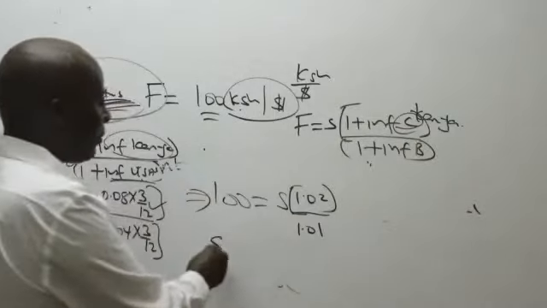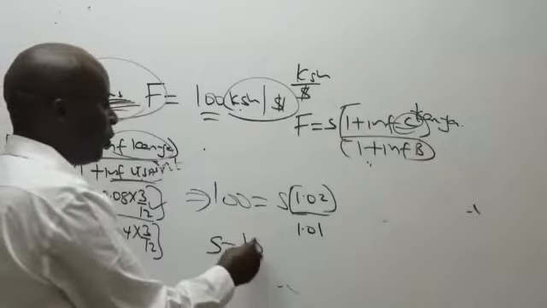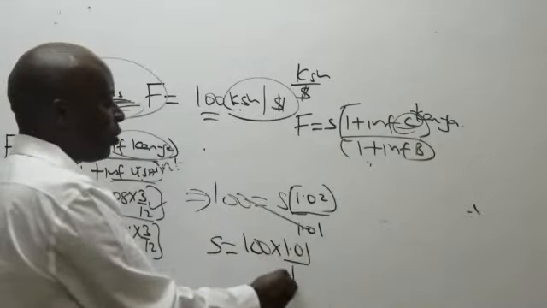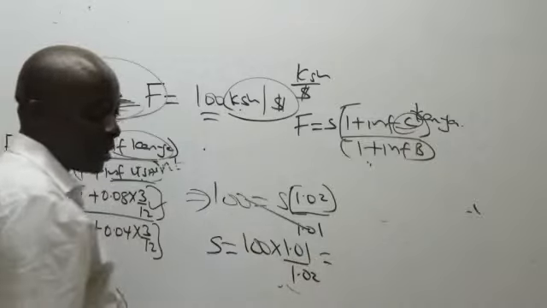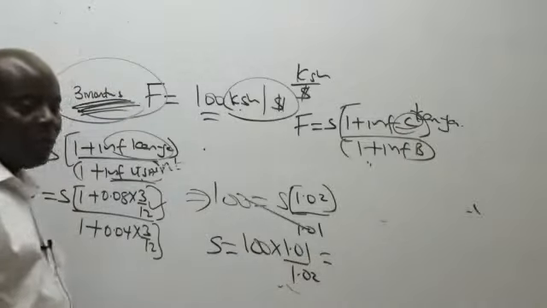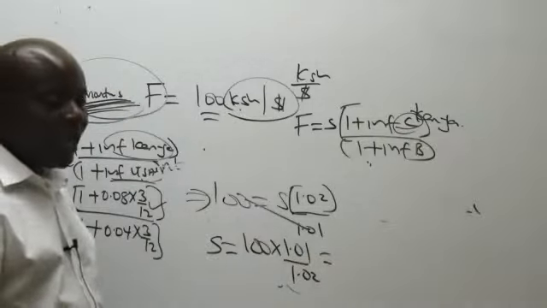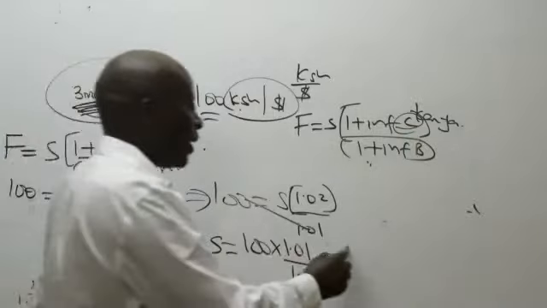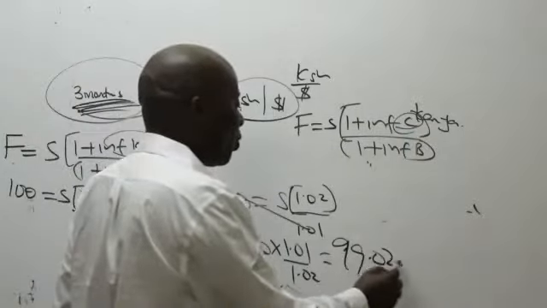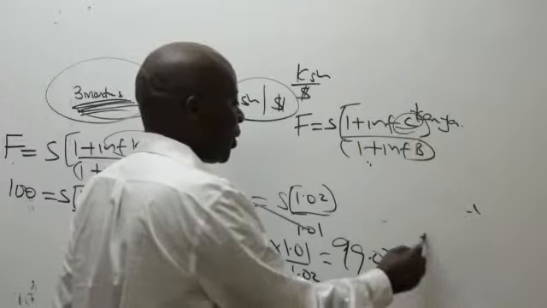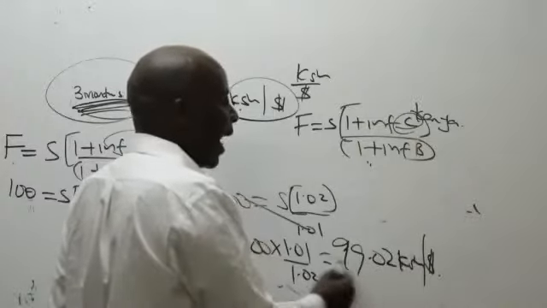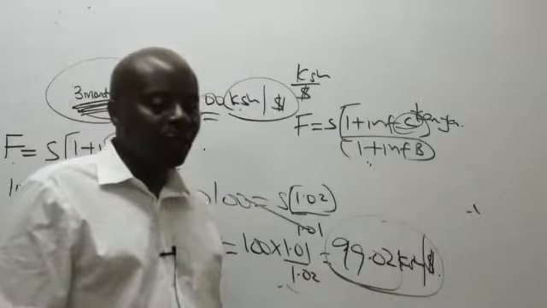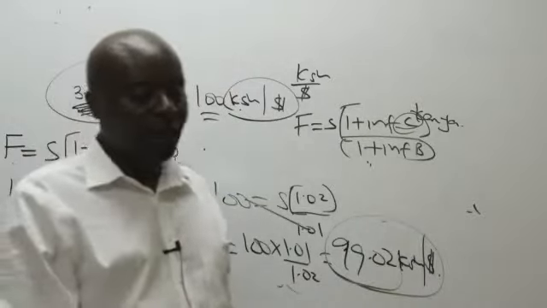Now from there, ladies and gentlemen, our S, if I cross multiply, will be 100 times 1.01 over 1.02, like that. If I do it that way, then I'll be able to get my figure of S. And you can see the 99.02 Kenya shillings per dollar figure. I saw so many students who got this. But again, there are so many students, ladies and gentlemen, who never got this figure.